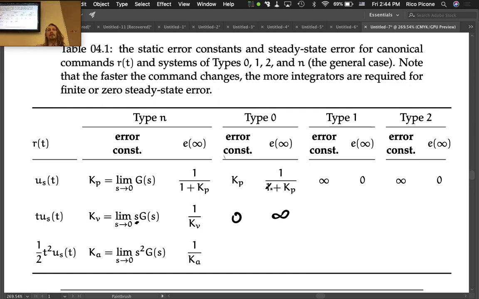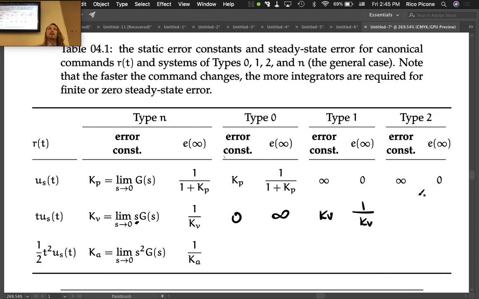So if you have a type 0 system, you have no integrator in your system, and you have a ramp command, you can't keep up with it, essentially. The steady state error is just going to go off to infinity. So you can't keep up with your command. With type 1, you include one integrator. We get back to the finite situation where we have a Kv as the error constant. You've got to compute it from this definition here, and we can compute the steady state error as just taking 1 over Kv.